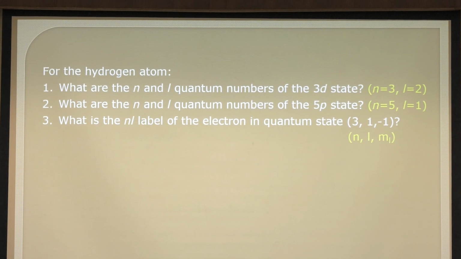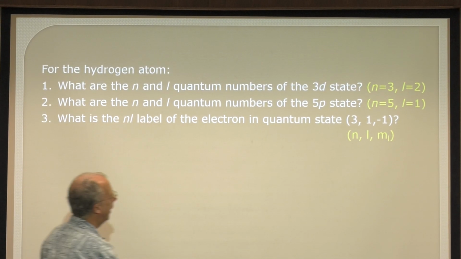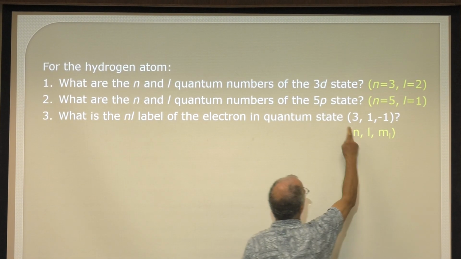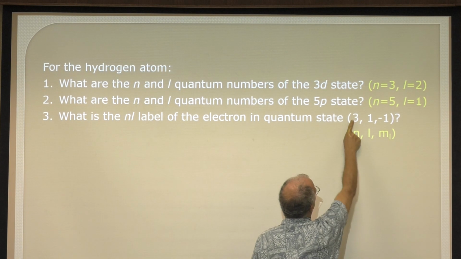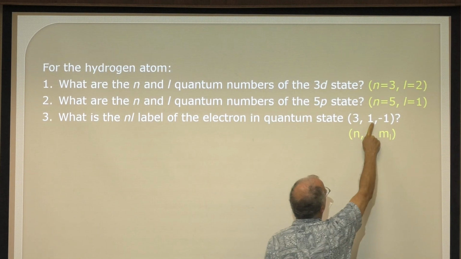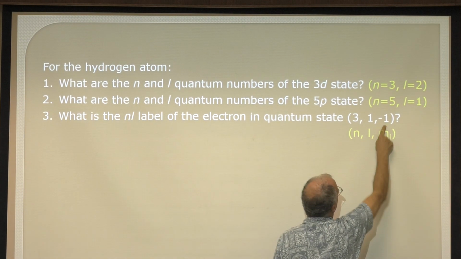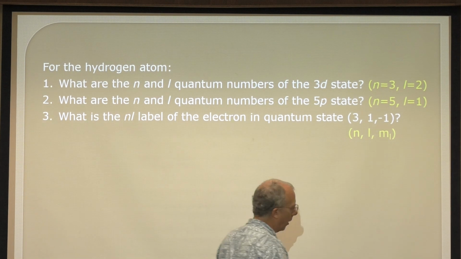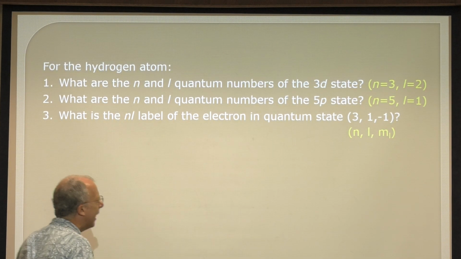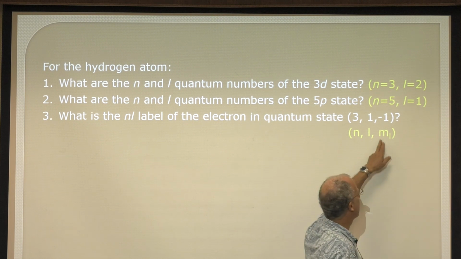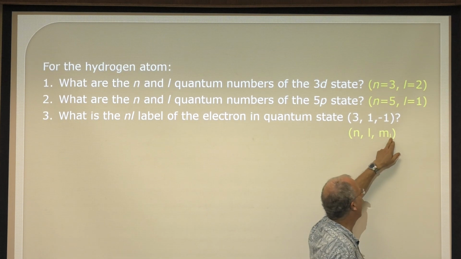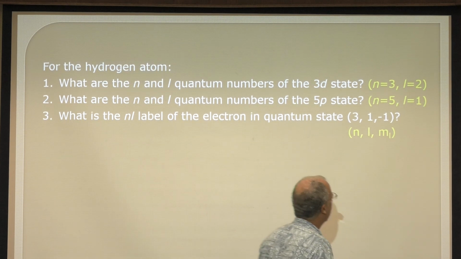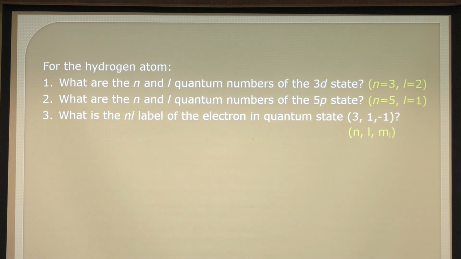What's the label for an electron in this quantum state? When you write it like that, it's always the principal quantum number first, then angular momentum, and then the magnetic quantum number, m. Some people call it m sub L, I was always taught to say m sub L, but this book just says m. Okay, whatever.